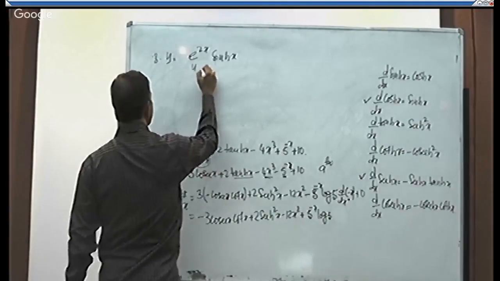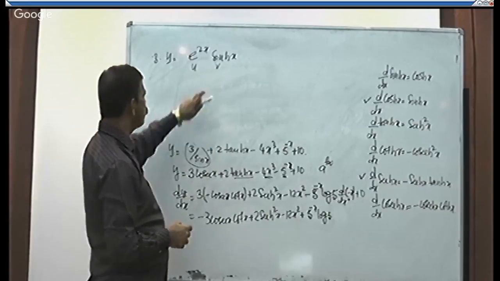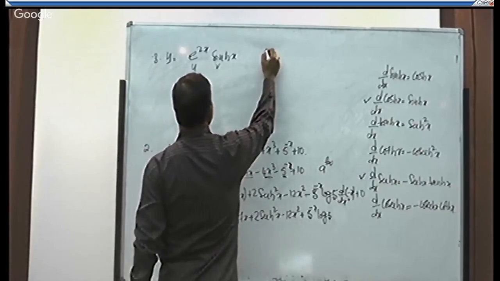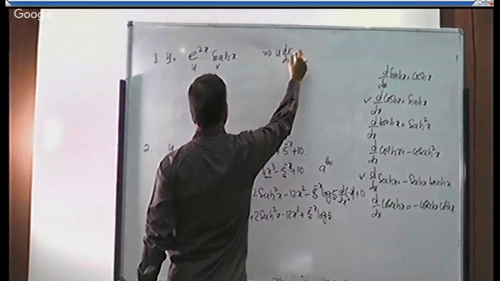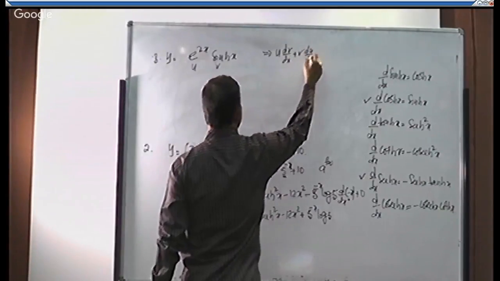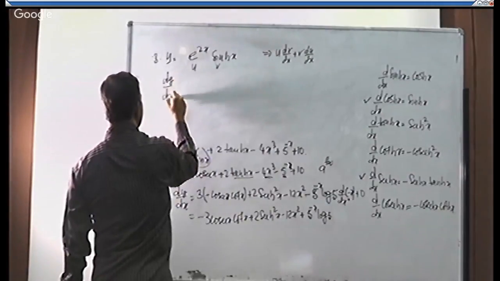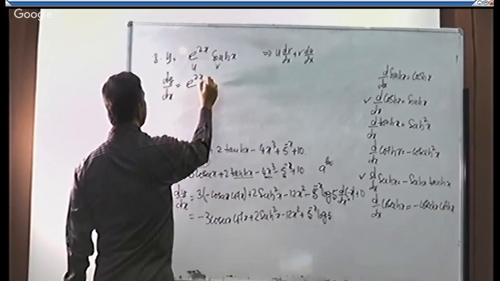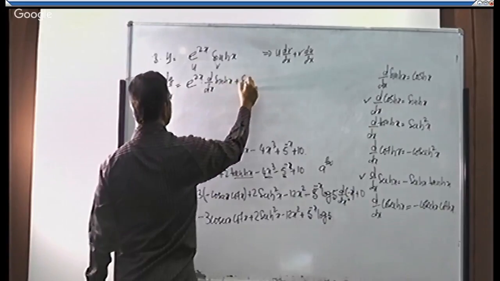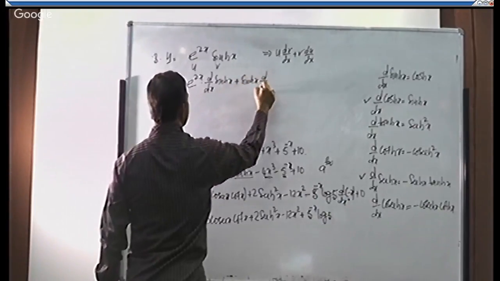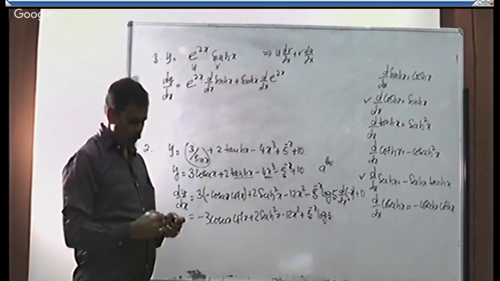Take this as u into v. What is u? It is e power 2x. What is v? Sin hx. Use product rule. Differentiation of product of two functions is what? U into dv by dx plus v into du by dx, correct? Just write according to that formula. Dy by dx is equal to e power 2x into d by dx of what? Sin hx, plus sin hx into d by dx of what? E power 2x. I have written according to product rule.